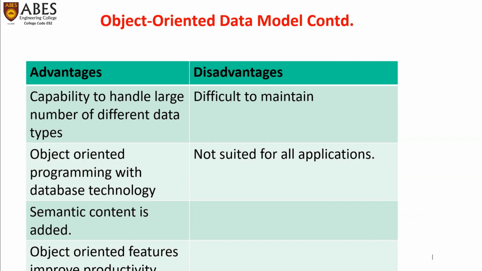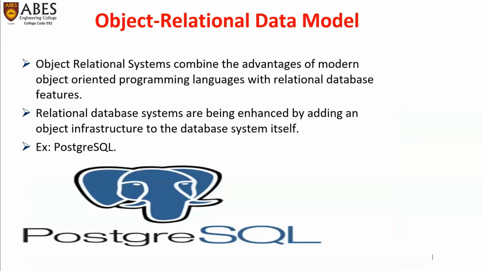The disadvantage of the object-oriented data model is that it is difficult to maintain. It is very hard to maintain this data model, and it is also not suited for all applications. So these are a few disadvantages of the object-oriented data model. Next one is your object relational model.